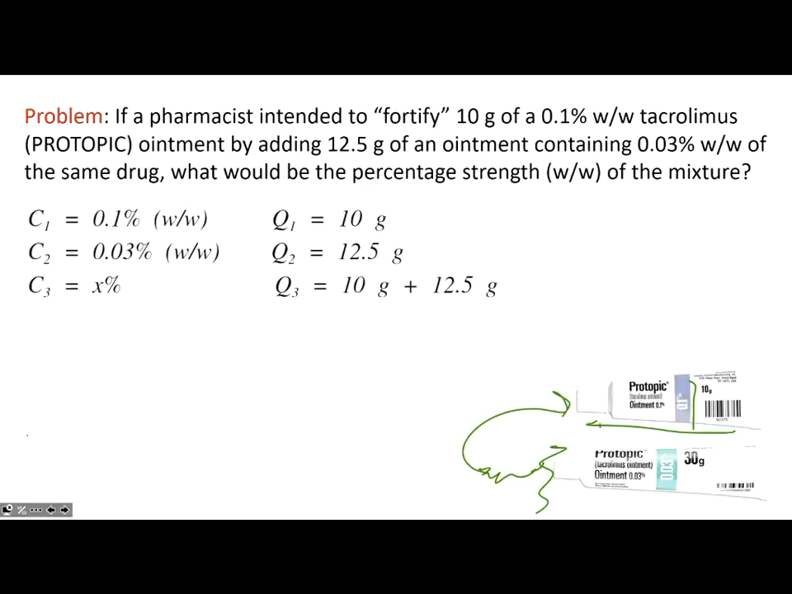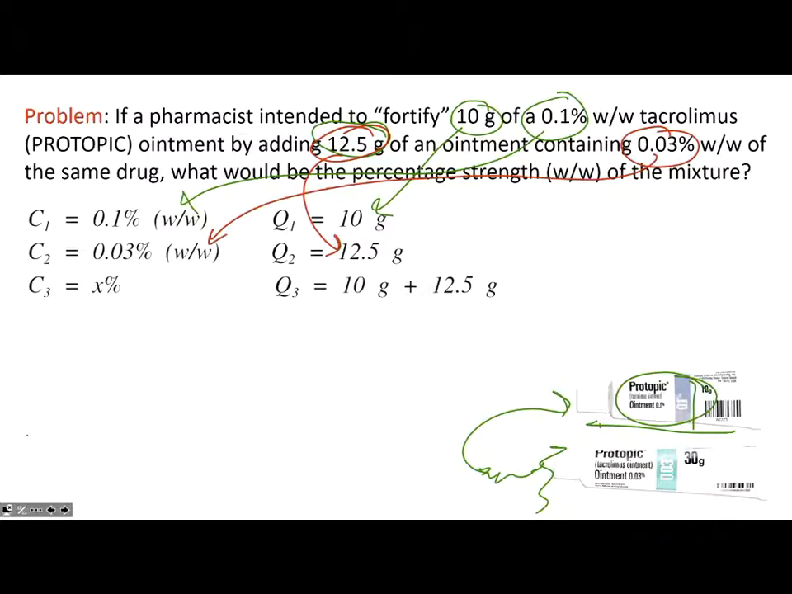So let's do our C's and Q's. This is pretty straightforward. What are we starting with? We're going to start with 10 grams, right there, of what strength? 0.1% tacrolimus. Is everyone okay with that? That's this tube right down here, 10 grams of that tube. Then, what are we doing next? We are then going to mix it with 12.5 grams of the 0.03%. So that weight, 12.5 grams of 0.03%. That should be pretty straightforward. All of that information was given to us.